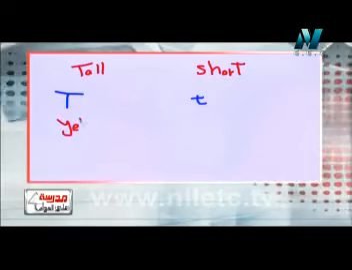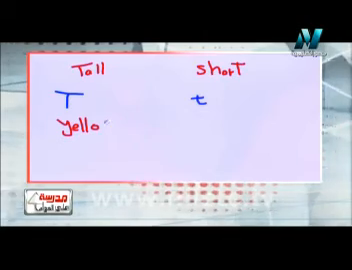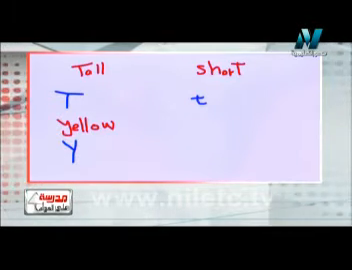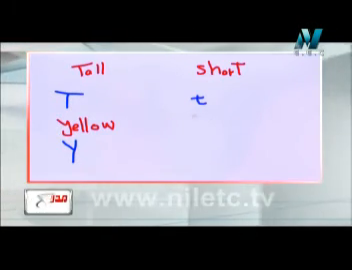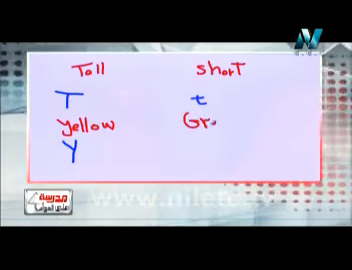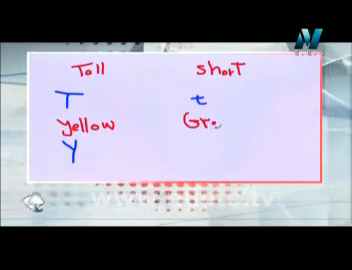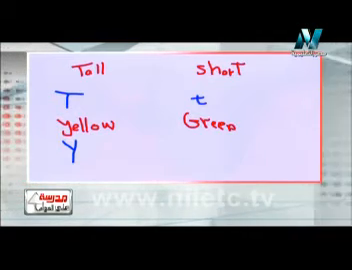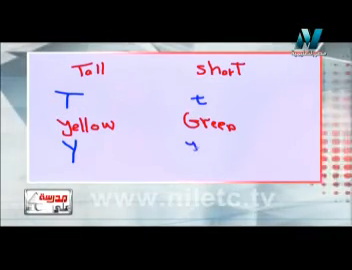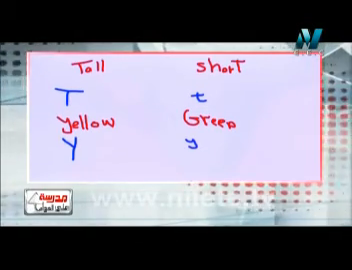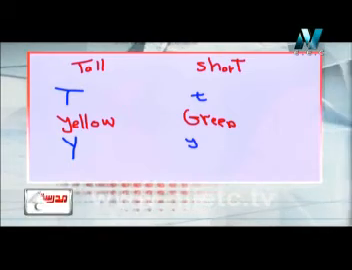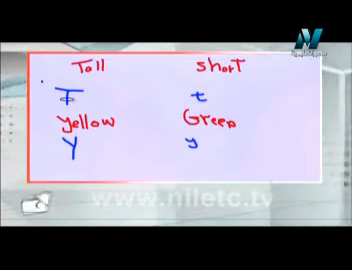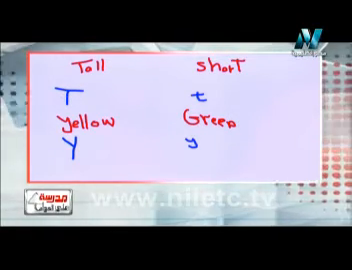مش احنا قلنا إن اليلو سيد دومينانت؟ أه، يلو سيد، يبقى تاخد ليتر إيه؟ Y capital. طيب الأوبوزيت اللي هو ريسيسيف، green seed، what letter? Y small. So the recessive trait takes the small letter of the dominant trait. Here we have tall, we have T capital.